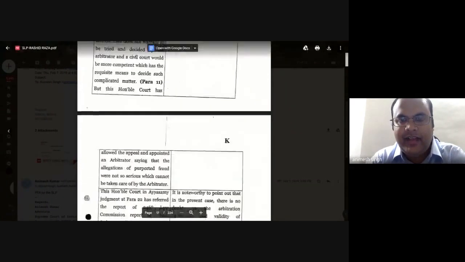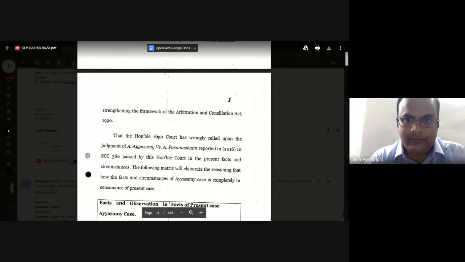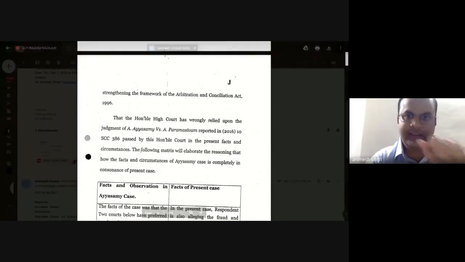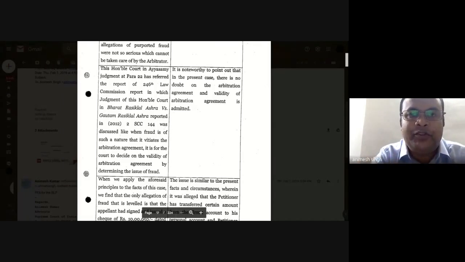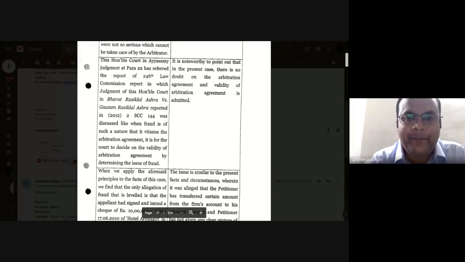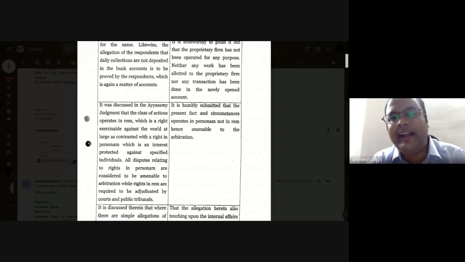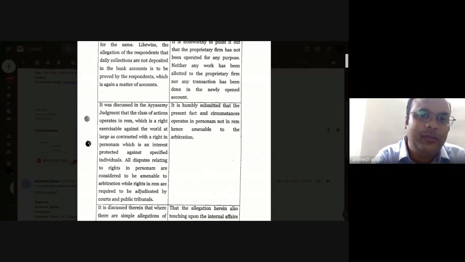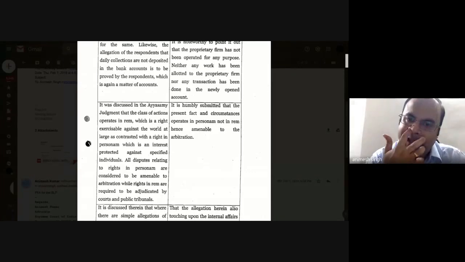And in this paragraph, I have placed the facts of my case. And here I have written that the following matrix will elaborate the reasoning of how the facts and circumstances of the Nyayshastram case are in consonance with the present facts. I have also explained how it is different, and some portion which is very relevant, which is in my favor, I have shown that. Now if you see, the issue was right in rem and right in personam. So here I have explained what the ratio of Nyayshastram was in this paragraph, and here how it is different from Nyayshastram. In that case, that was in rem, here in personam. So this is the thing which I wanted to show.